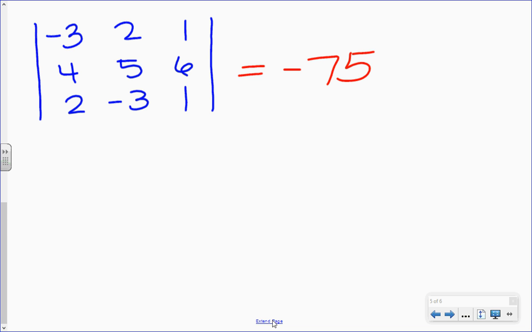Tomorrow, we're going to go into how we can use determinants. We're going to use determinants tomorrow to solve a system of equations. We're going to use determinants to find area of a triangle. We're going to use determinants to write the equation of a line. And we're going to use determinants to test your collinear points. Those 4 things we're going to do tomorrow for you.